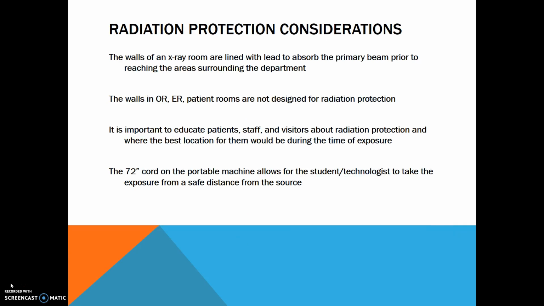The walls of an X-ray room are lined with lead to absorb the primary beam prior to reaching the areas surrounding the department. The walls in the operating room, emergency room, and patient rooms are not designed for radiation protection. It is important to educate patients, staff, and visitors about radiation protection and where the best location for them would be during the time of the exposure. The 72-inch cord on the portable machine allows for the student or technologist to take the exposure from a safe distance from the source.